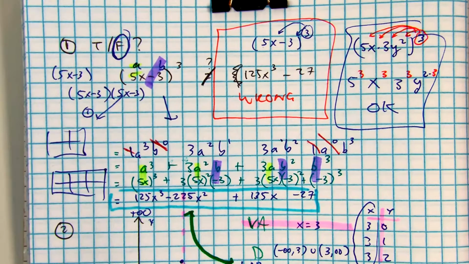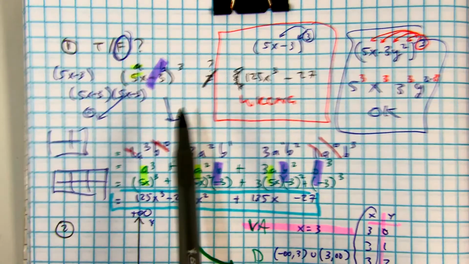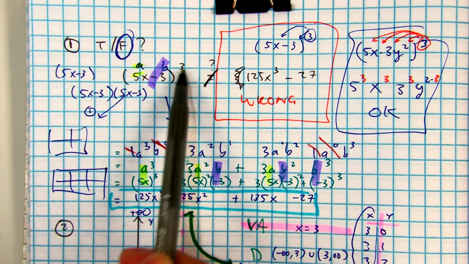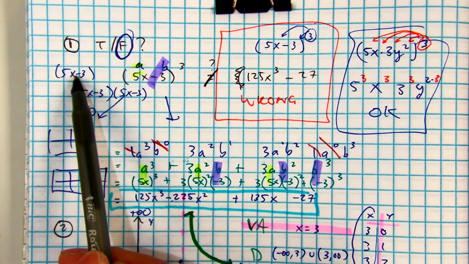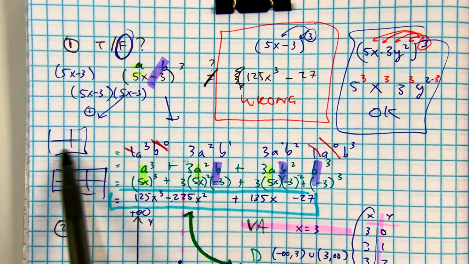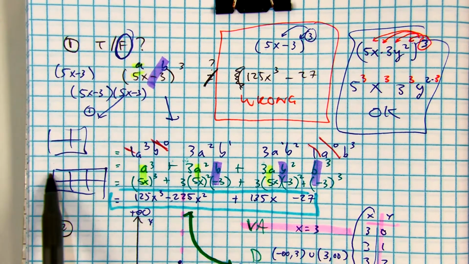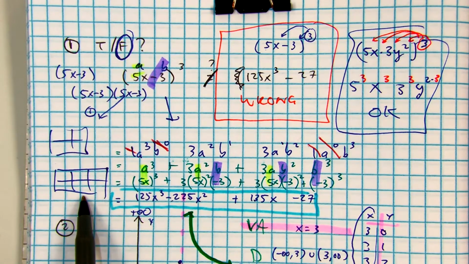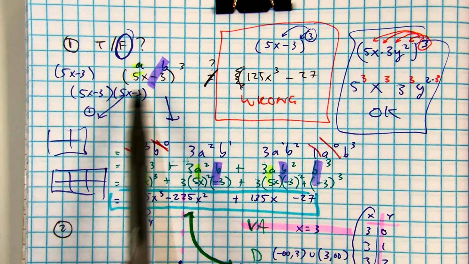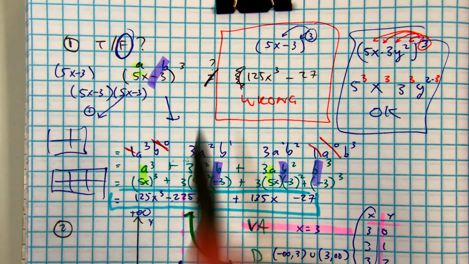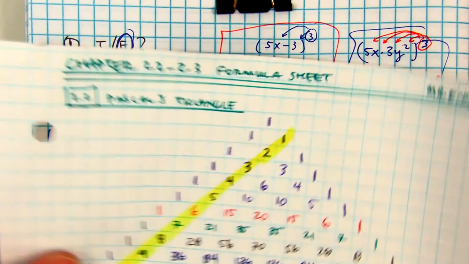In this problem, there are 2 ways of doing the problem. You can write it out 3 times: 1, 2, 3. And then you can multiply these 2 using FOIL or the box. And then whatever answer you get, you can multiply it again, and you'll get a rectangle. Or you can use your formula sheet and recognize that this is your Pascal's triangle. The power of 3 here tells you which row to go in.